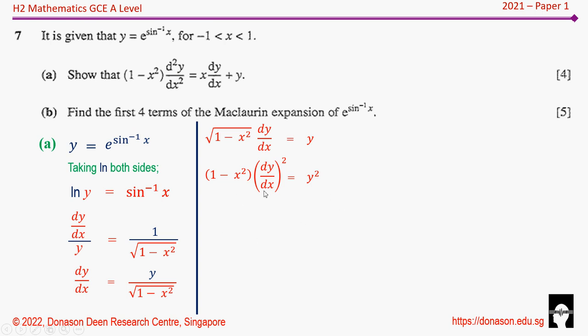For the left side, I'm going to use the product rule. I'm going to keep my 1 minus x squared fixed, and differentiate (dy/dx) squared, so differentiate again with respect to x. So what will be the derivative of (dy/dx) squared? We will bring the 2 to the front, use the chain rule on this, subtract 1 from the power, and then differentiate the dy/dx and write it down.